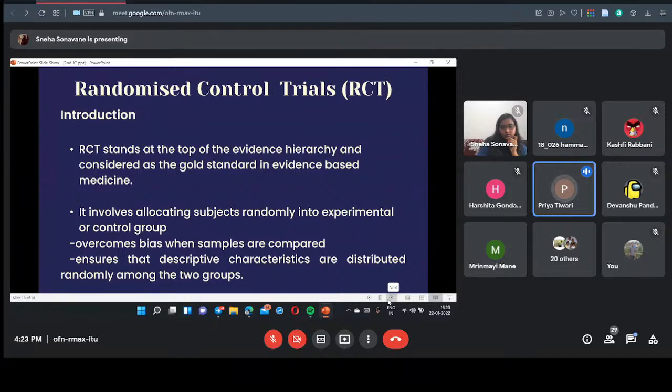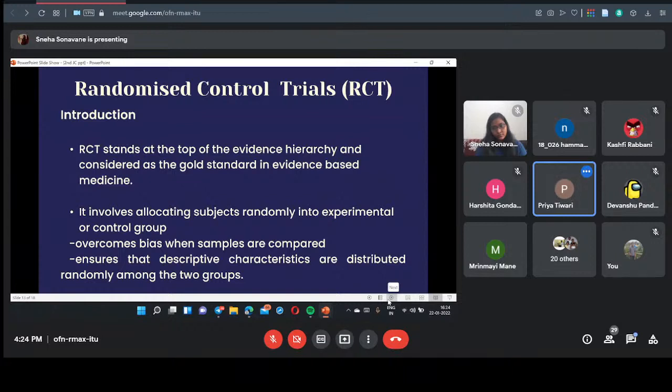RCT stands at one of the top levels in the evidence pyramid, just below systematic review and meta-analysis. It is considered the gold standard in evidence-based medicine, because it gives the most reliable results if done properly. This involves allocating the subjects randomly into the experimental and control groups.